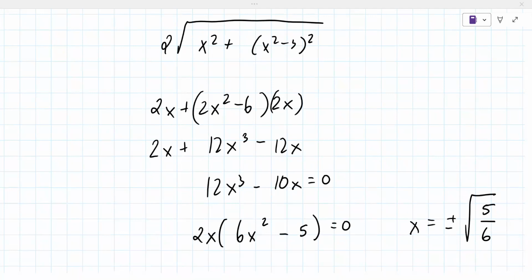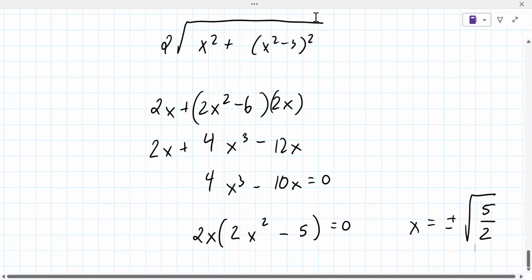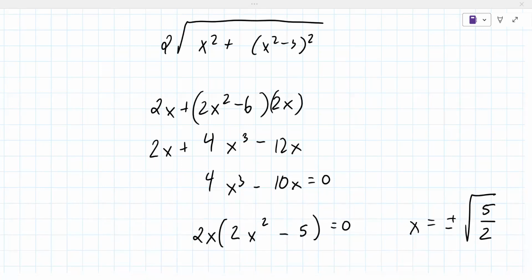Let me see if that's actually correct here, according to the graph. I wonder if I made a mistake. So let me check my derivative. Oh no, this is 4x. That's the issue. That's why it's off. That's a 2 right there. So it ends up being 5 over 2. Like that. And that looks like it is correct.